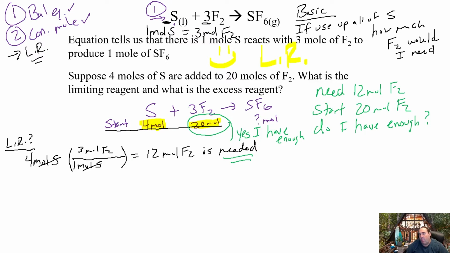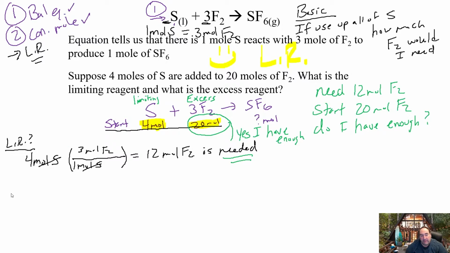So what does that mean? When I go to compare this, I need 12 moles of fluorine in this example to use up all my sulfur. I have 20. I have enough. What that tells you is, in this example, the fluorine is the excess reagent. And one of the nice things about limiting reagents is if you can figure out which one's the limiting reagent, or if you can figure out which one's the excess reagent, by default, the other reactant is the opposite. And that would mean in this case that my sulfur would be my limiting reagent.